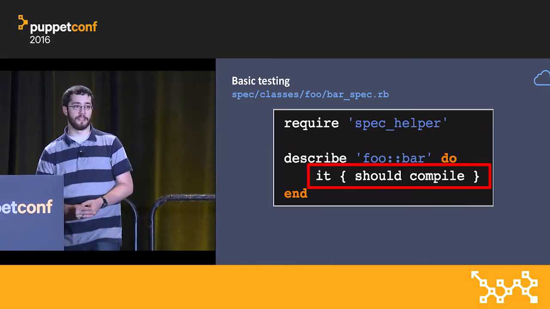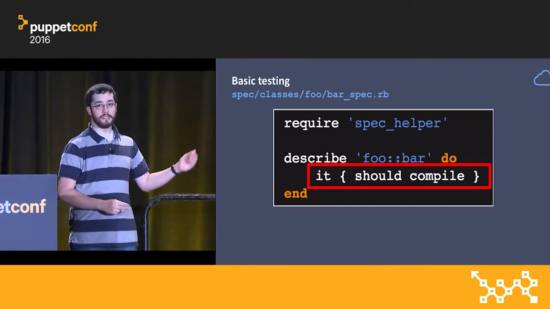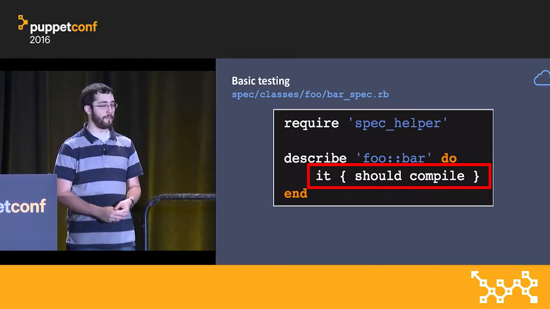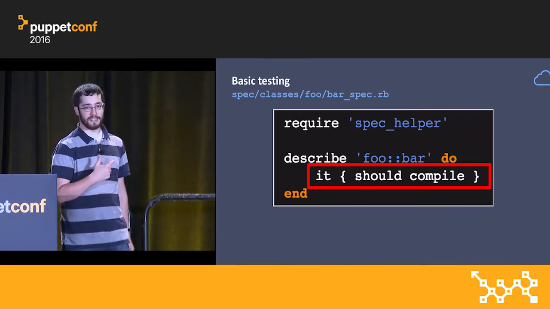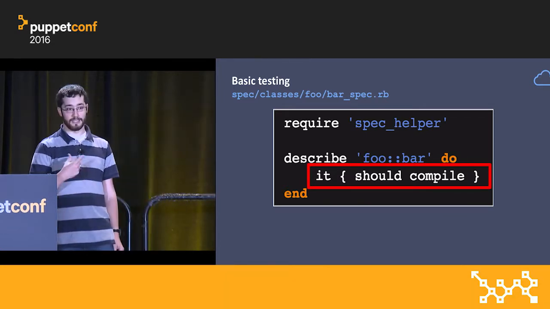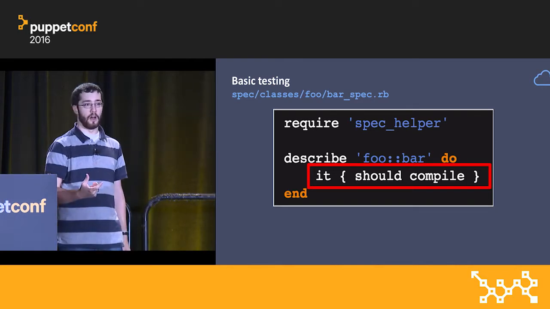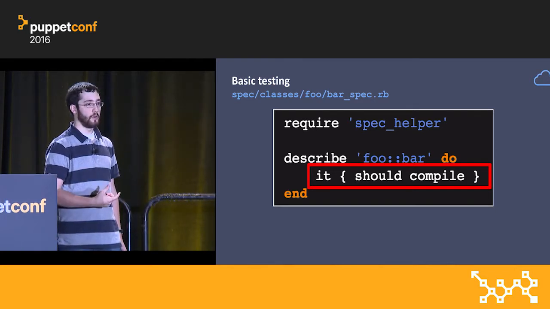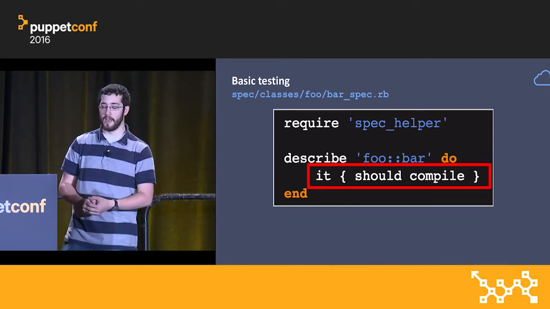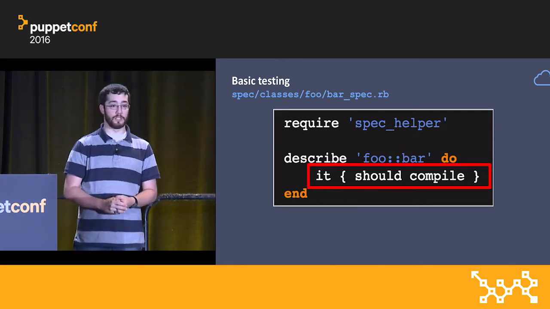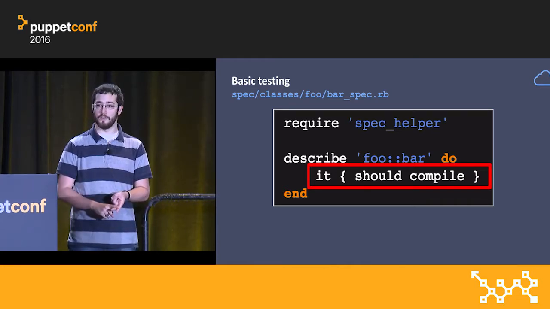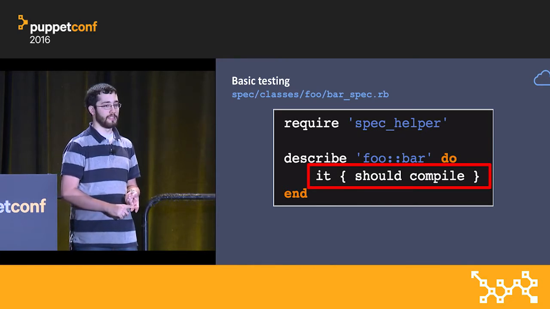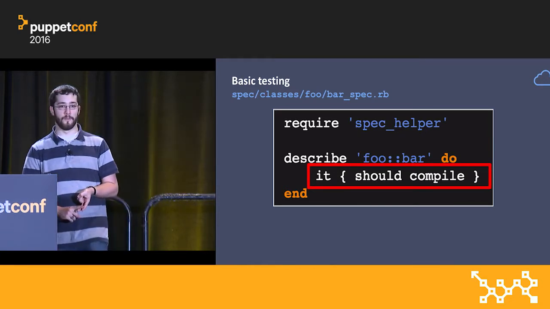And finally, there's the tests themselves. This is the simplest test that you can write in our spec puppet. It should compile. As it sounds, this is a test that the catalog compilation succeeds. So when this test runs, Puppet compilation is going to start with this manifest. And then when compilation finishes, our spec puppet is going to check the status. If the compilation was a success, the test passes. If the compilation failed at any point, the test is going to report a failure to the test runner.